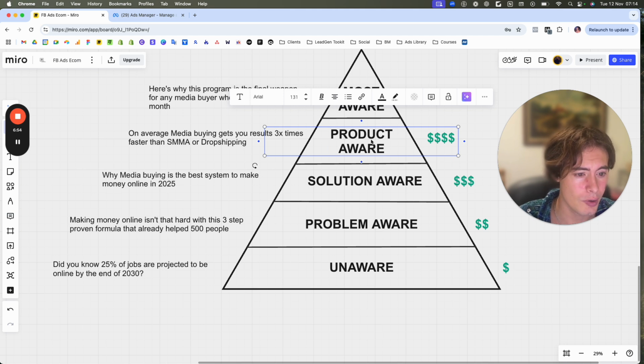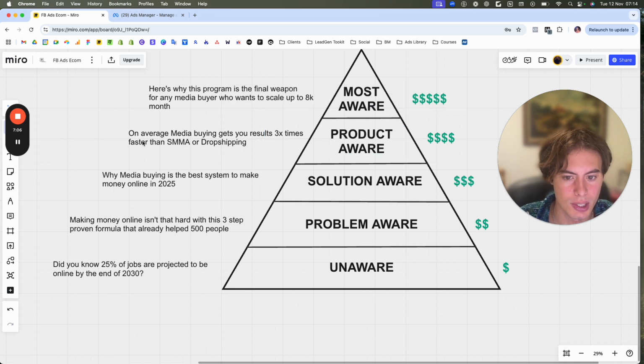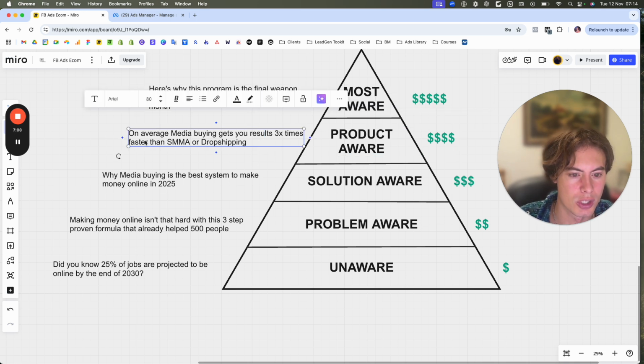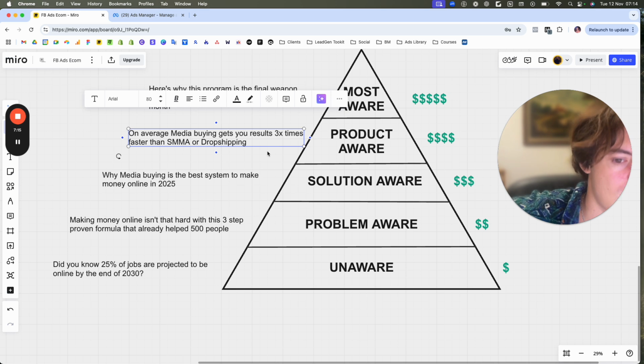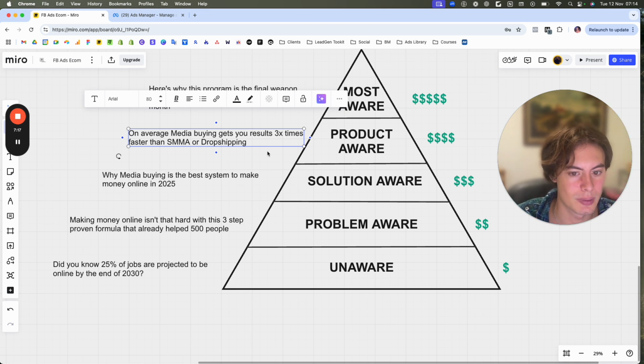Okay, so product aware are people that already know your product. They are just trying to understand why your product is better than essentially the rest. For example, an angle like this: on average, media buying gets you results 3 times faster than SMA dropship. Perfect angle.